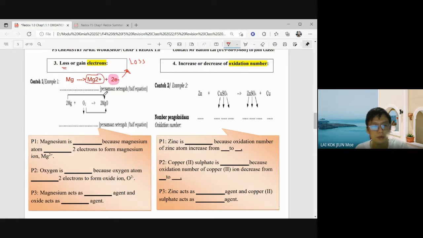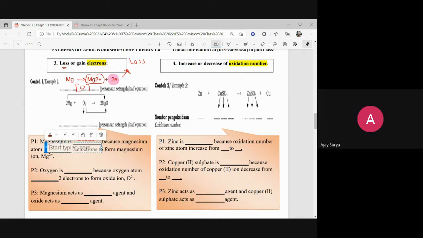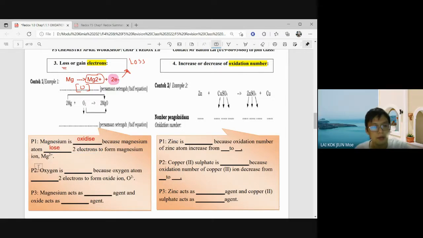2 positive. So this process we call oxidize. So oxidize, you know already. So you can fill in. This is the oxidize process. Because magnesium atom what? Gain or lose? Lose. Lose, right? Lose 2 electrons to form magnesium ion, right?